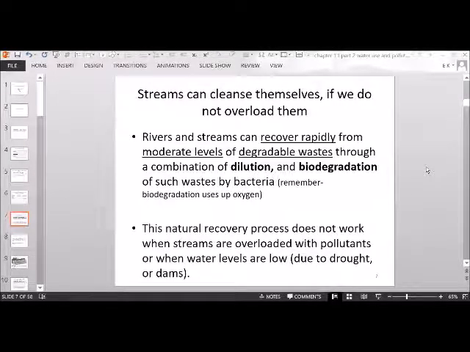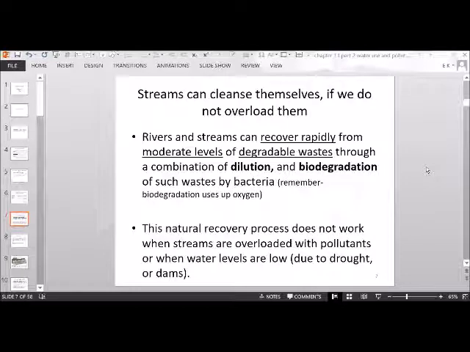Now, when pollution gets into bodies of water, rivers or streams, which is the same thing as rivers, can recover rapidly from moderate levels of wastes, as long as the wastes are biodegradable. The recovery from the pollution entering rivers includes a combination of dilution and biodegradation. The biodegradation occurs from bacteria breaking down the waste.